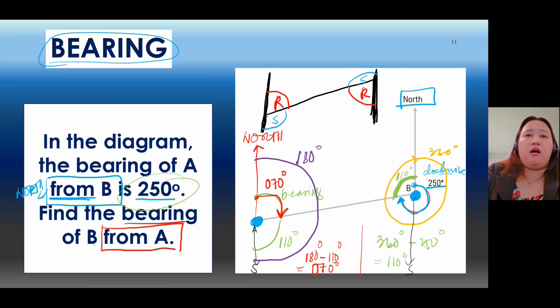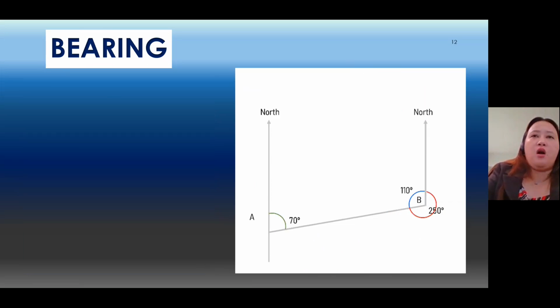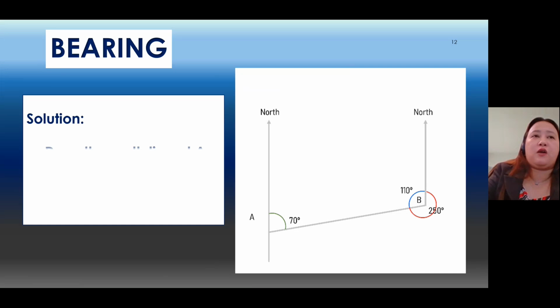Actually, to completely answer the question, we can say that the bearing of B from A is 70 degrees. Okay? So that's it. The bearing of B from A is 70 degrees. Now, on the next slide, you can see the solution. But in the previous slide, I already explained it.